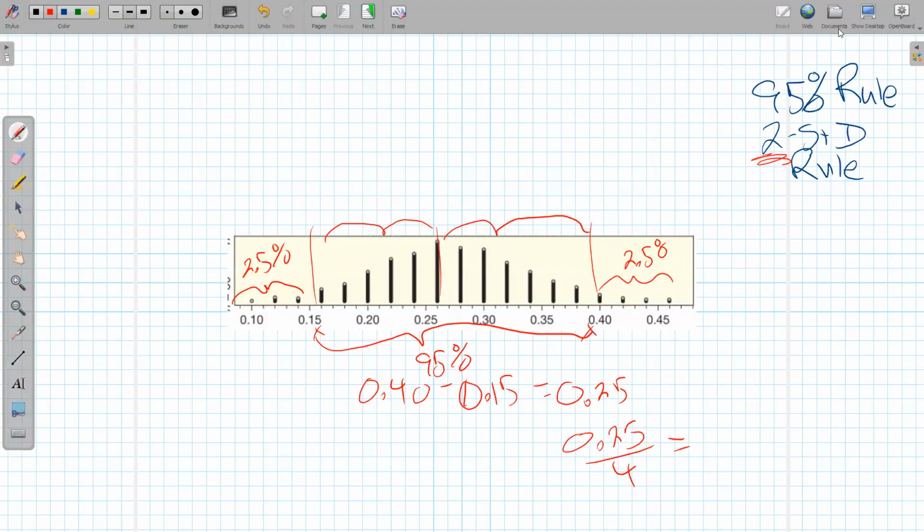So the 95% rule says from the middle, go 2 standard deviations to the right, go 2 standard deviations to the left, and that should be 95% of the data. If you do that, then you've basically split this region into 1, 2, 3, 4 chunks. I think the width of that region is about 0.25. 0.25 divided by 4 is 0.0625. So that's my estimate of the standard deviation, which is also referred to as the standard error here. So you're just supposed to look at the graphs and estimate those numbers to the best of your ability.